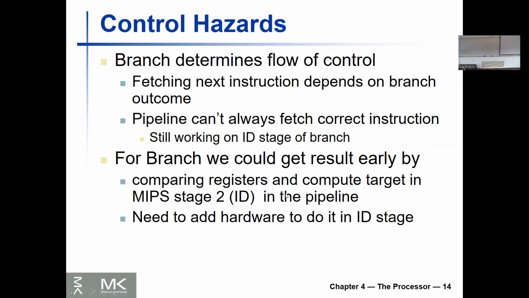For a branch, we could get the result early by comparing registers and computing the target in stage 2 of the pipeline. That's the first thing we're going to do: add extra hardware to compute the branch result, whether we're supposed to branch or not, already in stage 2.